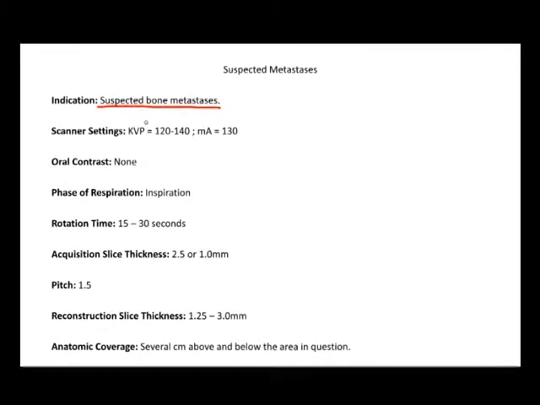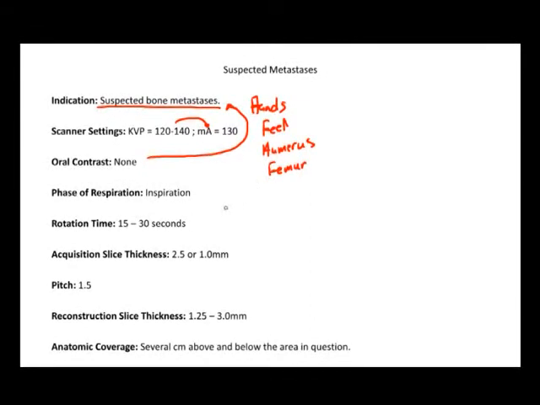Looking at the scanner settings, KVP is going to be 120 to 140. MA is going to be 130. Oral contrast, as we're looking at long bones such as the hands, feet, humerus, and the femur. All of these areas, there's going to be no need for oral contrast.